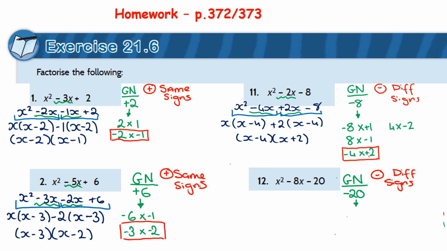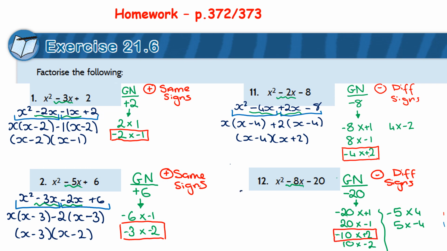And so what are the factors? We are going to have 20 by 1, but that could be minus 20 plus 1 or plus 20 by minus 1. We could have 10 by 2, again minus 10 by plus 2, or 10 by minus 2. Or we could have 5 by 4, so minus 5 by 4, or 5 by minus 4, and that's it. So we're trying to figure out which one gives us minus 8x. The one that works for us is minus 10 plus 2.